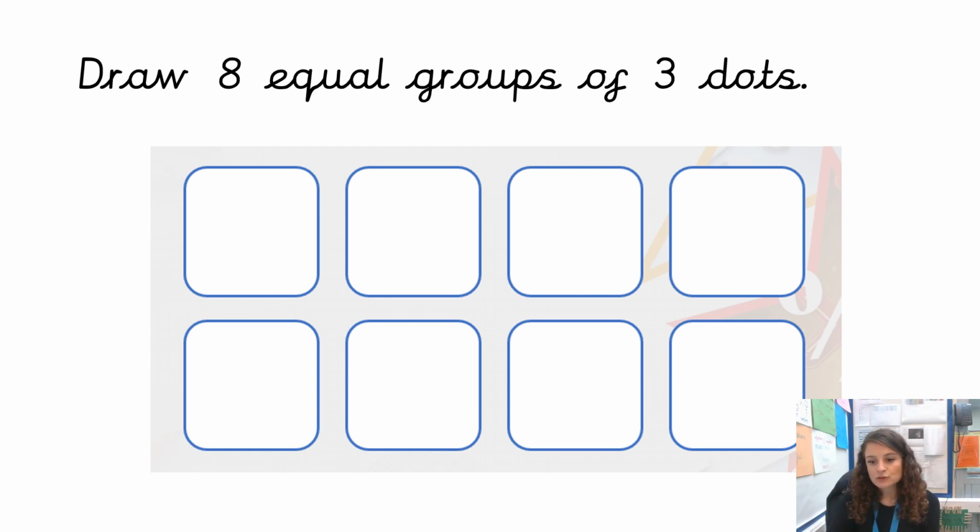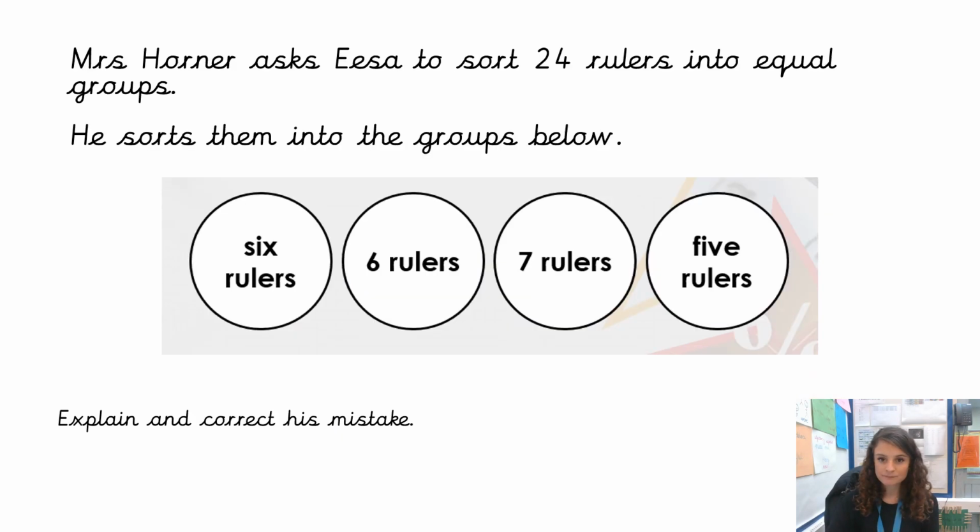I want you to have a little go now. This is where you can pause the video and I would like you to draw 8 equal groups of 3 dots. So here you've got your 8 groups, and remember they have to be equal, which means they all need 3 dots in. When you've done that task, unpause the video and then you can carry on listening.